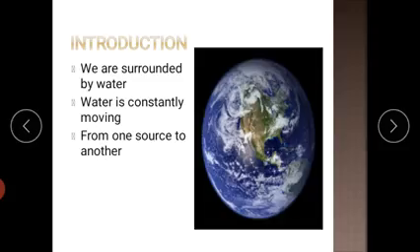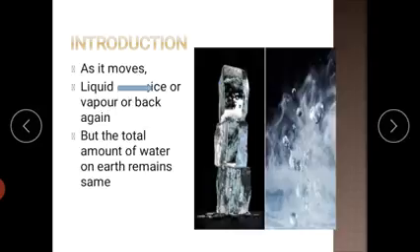As we know, we are surrounded by water, and water is constantly moving, constantly changing from one state to another state. So we see that water moves from the liquid state to ice or vapors, and then from the vapors it turns back into the liquid state. Okay? But we have seen that this water is converting into different states, but the total amount of water on our earth remains the same.